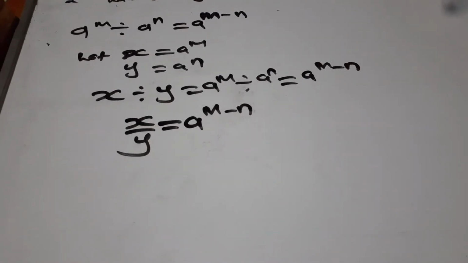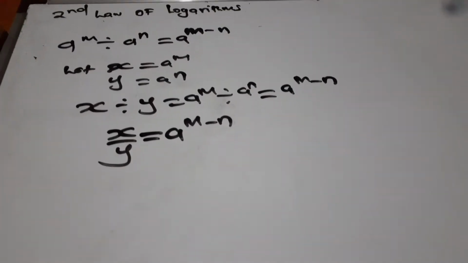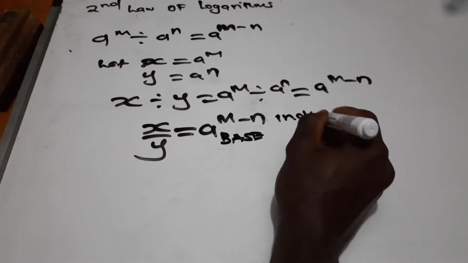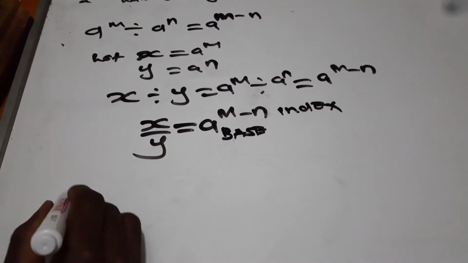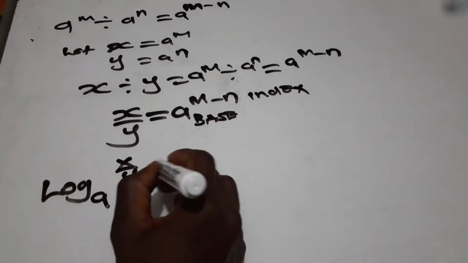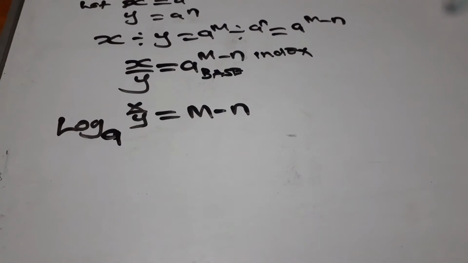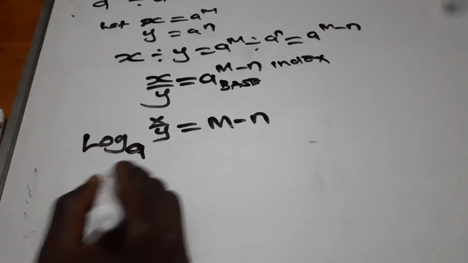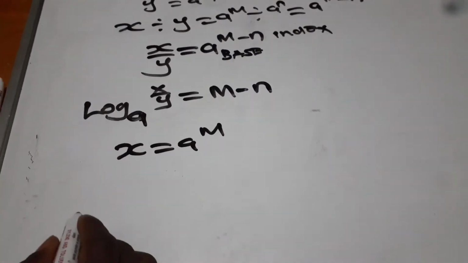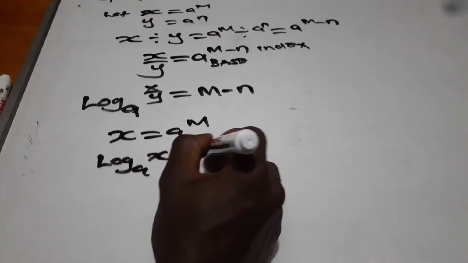So we're going to go back to logarithm now. Remember when we said converting from index to logarithm? This is our base, this is our index. So when writing this, we're going to say log of x over y to base a is equivalent to m minus n. Remember, x is equal to a raised to power m. So when writing this into logarithm, it will be log of x to base a is equivalent to m.